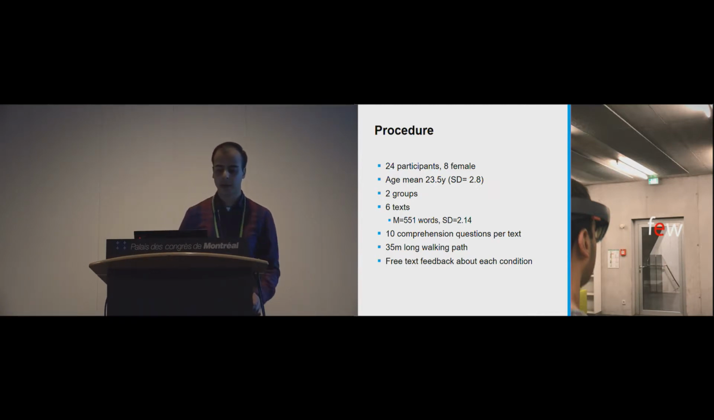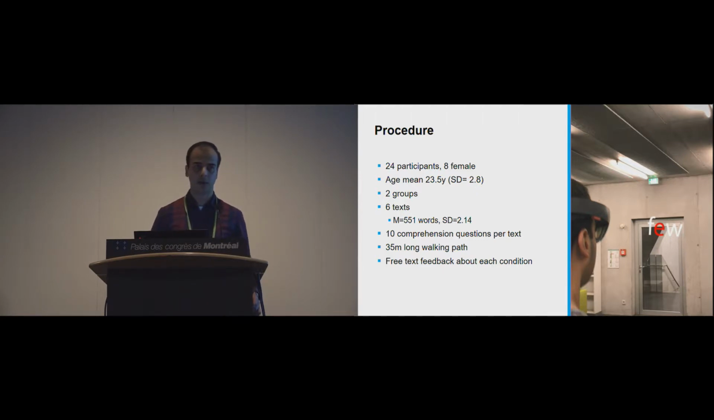In the walking condition, each participant walked a predefined path, which was 35 meters long. After reading each text, participants answered the comprehension questions and filled in the quiz and RAW TLX questionnaires, and also gave free text feedback about each condition.